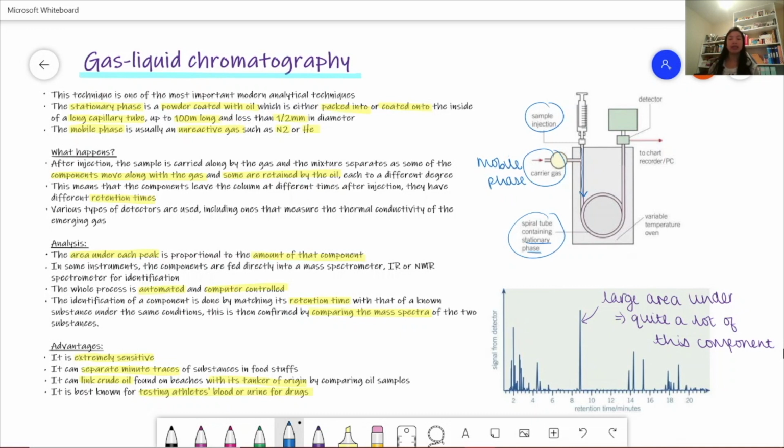And so all the components get separated because some will have a higher affinity for the mobile phase, so they'll have quicker retention times, whereas the ones which have a higher affinity for the stationary phase have a larger retention time. And so at this detector here, this is where we obtain this graph of all the components and their retention times. And then we can compare the mass spectra of this substance with the substance we think it is.